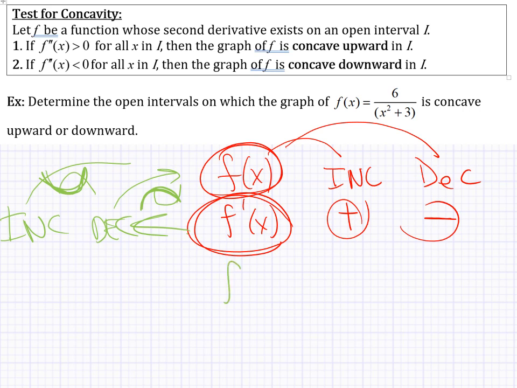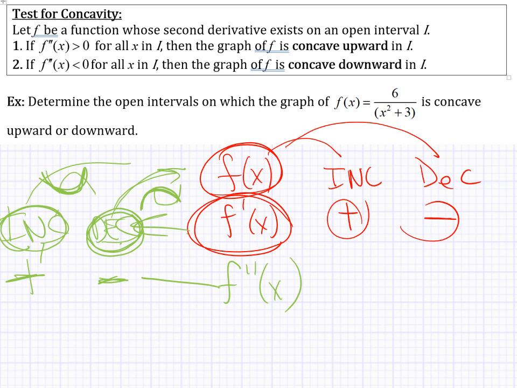So we're going to take the derivative of the derivative, which will be the second derivative. And if the second derivative is negative, then the first derivative is decreasing, and the original function would be concave down. If the second derivative is positive, then the derivative itself is increasing, and the original function is concave up. So if the second derivative is positive, the original function is concave up. If the second derivative is negative, then the original function is concave down.